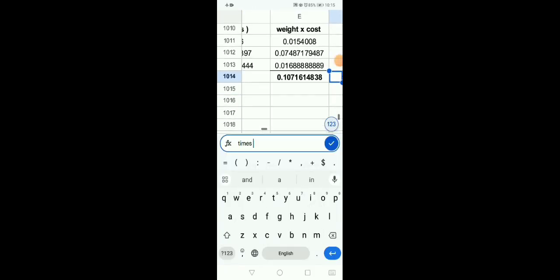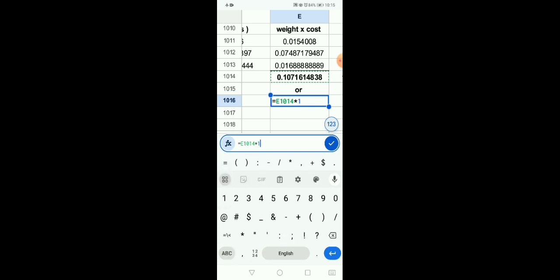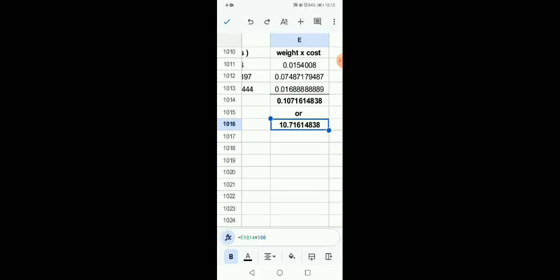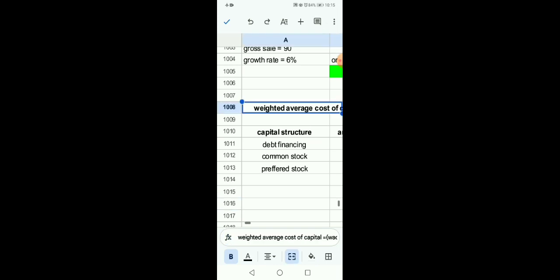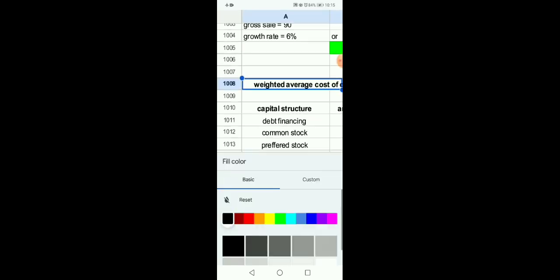You may write it in terms of percentage. For that purpose you will pick the answer and multiply it by 100. So we have 10.71, which is the weighted average cost of capital we were looking at, but this answer is associated with common stock only. Okay, now you will repeat this whole procedure.